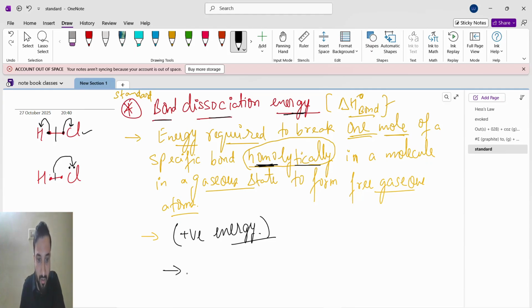But here, guys, for bond dissociation energy, for the reaction, we have a different formula.